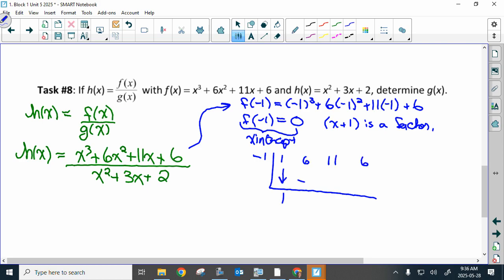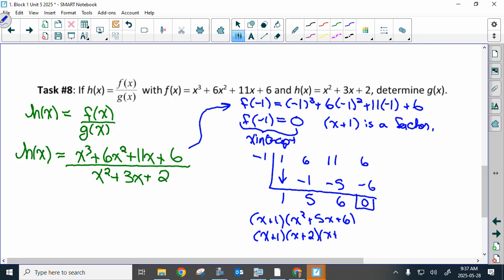Carry the one down, and honestly, you guys have to be with me on this, right? And then we verify again. Oh, hey, there's my remainder of 0. So my first factor for f of x is x plus 1. My remaining factor is x squared plus 5x plus 6, which means we get x plus 1, x plus 2, x plus 3. So coming back to my h of x, the cubic function is x plus 1, x plus 2, x plus 3.